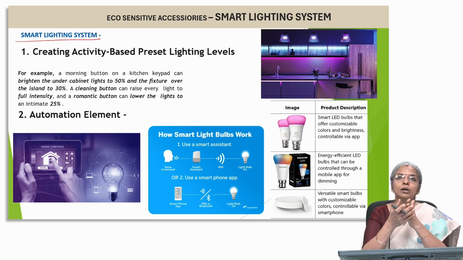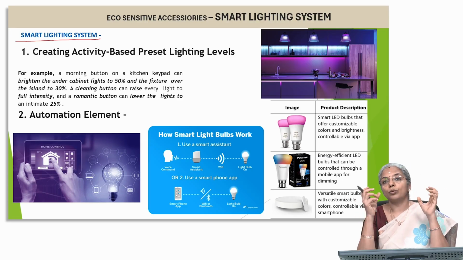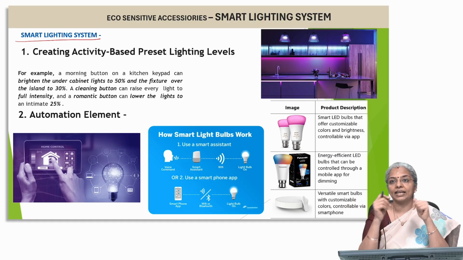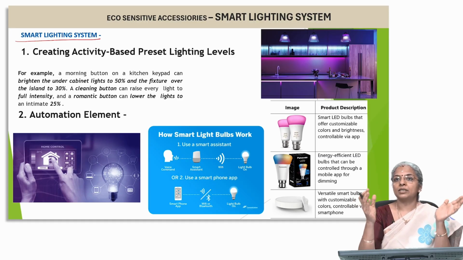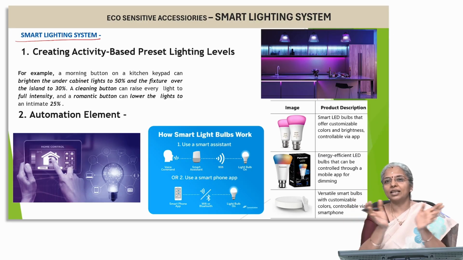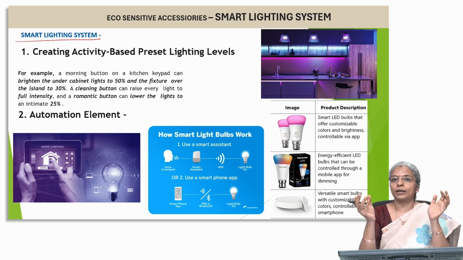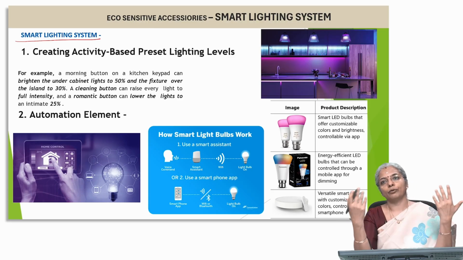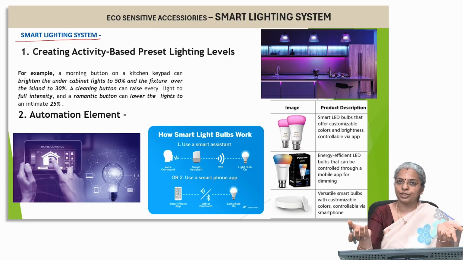Based on the mood that you want to create, you can also change the lighting level. For example, it's very official, though in a kitchen there is nothing official, but I'm just saying in case you want a very sober kind of lighting, you can change the quality of lighting. If you want a romantic button, you can change it to that.